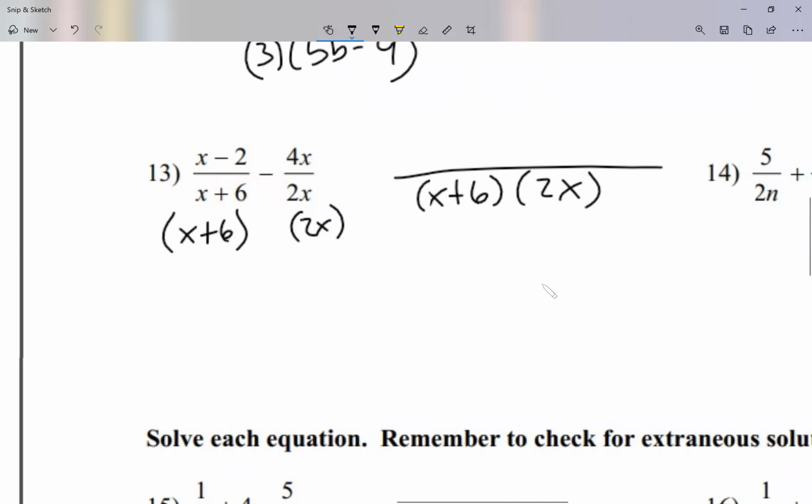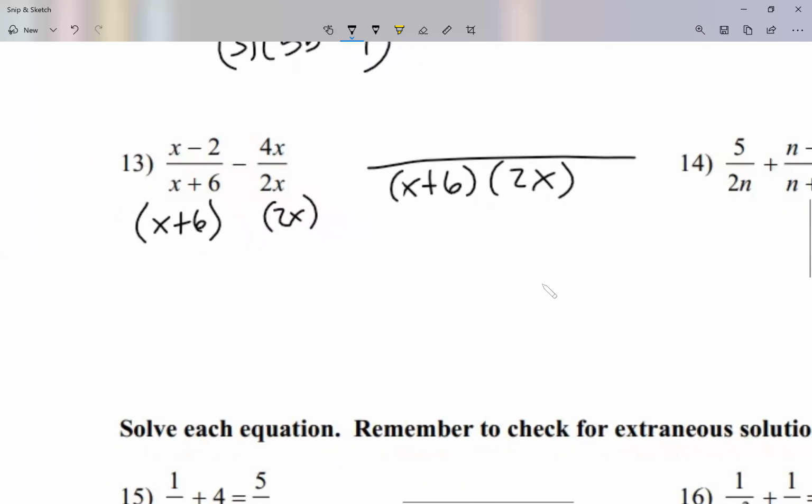Some of you might be looking at, Mr. Leonzo, I can simplify the second fraction. Okay. Yeah, we can simplify the second fraction. I'll come back to that later. Okay, so let me highlight my common denominator, this thing.